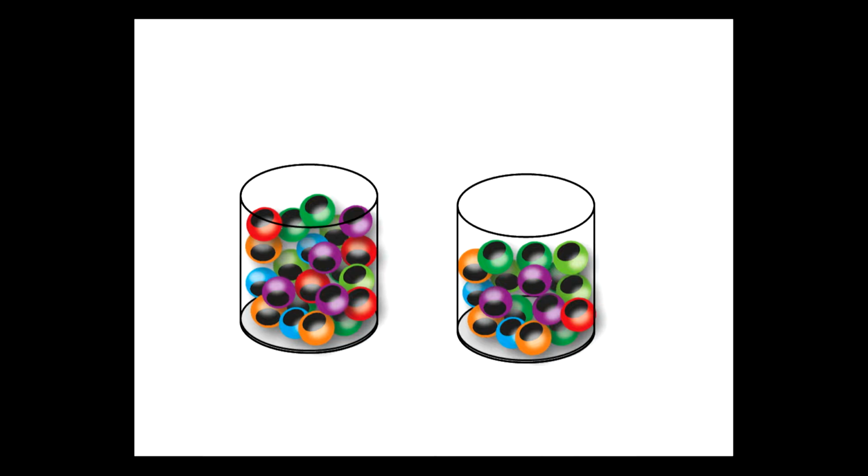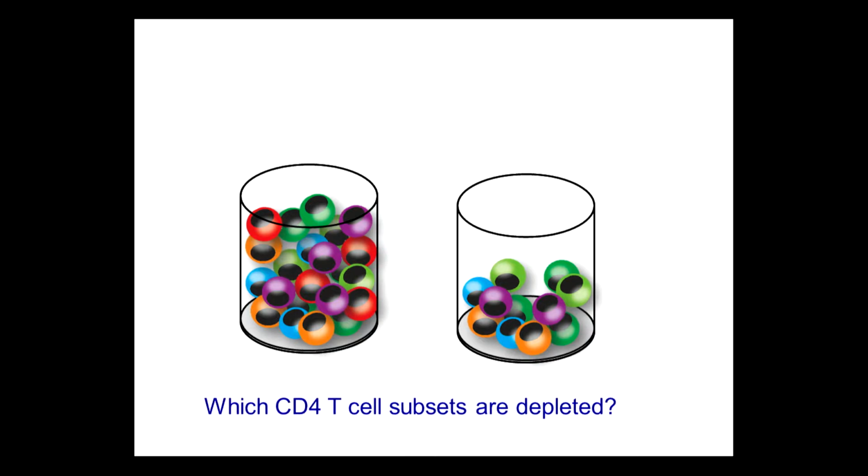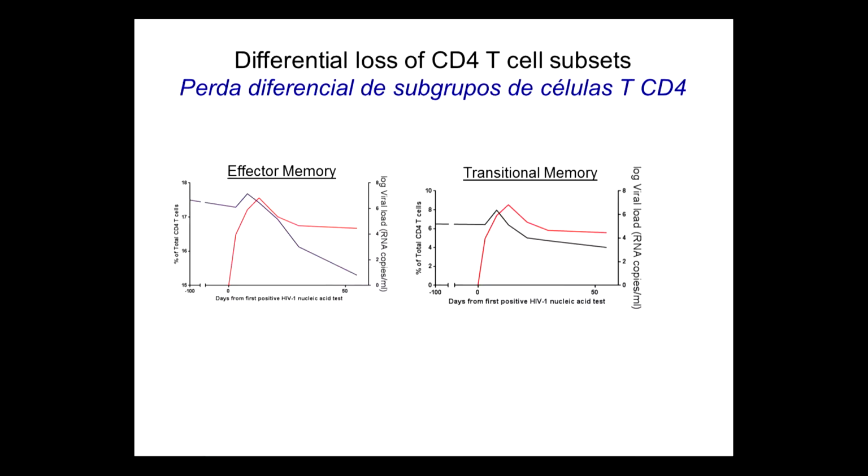So the question is, which CD4 T cell subsets are depleted? I'm very excited to hear Danny Duick's talk later, where I hope he's going to talk more about that. But the data that I wanted to share with you is how it looks in acute infection, just from the memory compartment. The red line is the viral load, and these are the different CD4 T cell memory subsets.